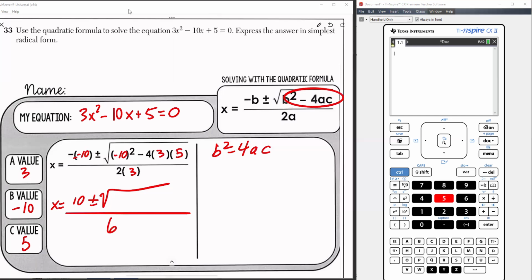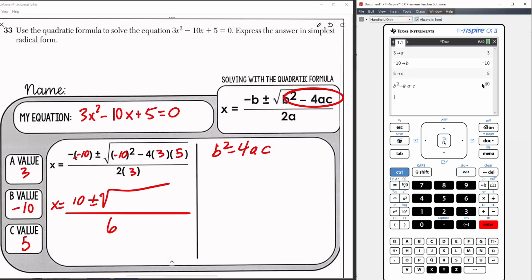So now, just like I did in my last video, I'm going to store the A, B, and C. We got 3, we're going to store that into A. Then we're going to take a negative 10 and store that into the B variable. And then we're going to take 5 and store that into C. All right, that's done. Now we're just going to do B squared minus 4AC. Remember, we got to put a multiplication between the A and the C. So this is the square root of 40.